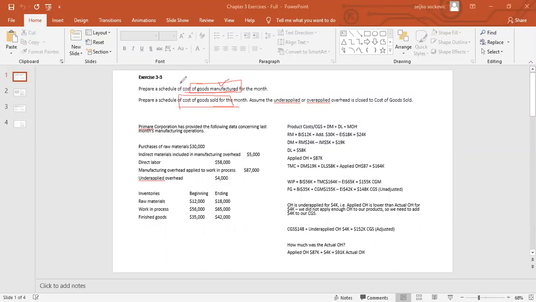So what is the cost of goods manufactured? What's the meaning of this term, cost of goods manufactured? Anybody? Those are the finished goods. Excellent, very good.